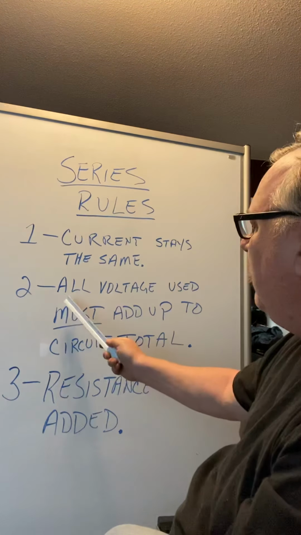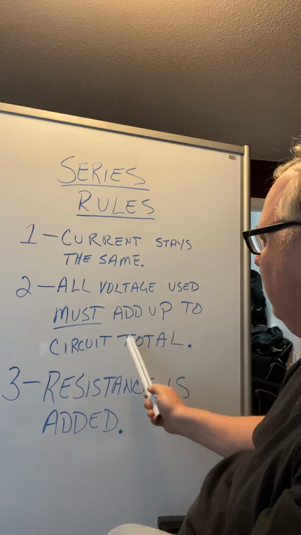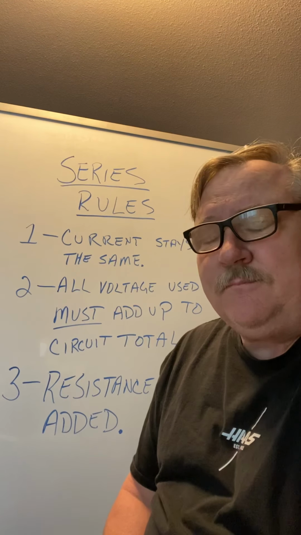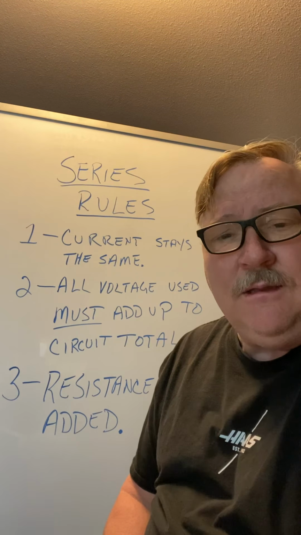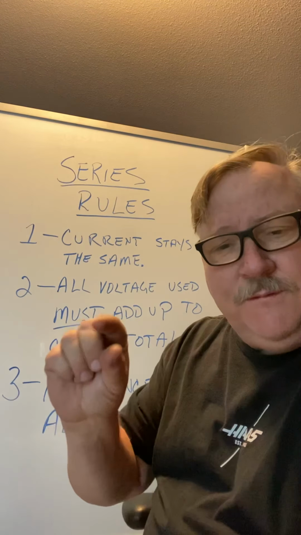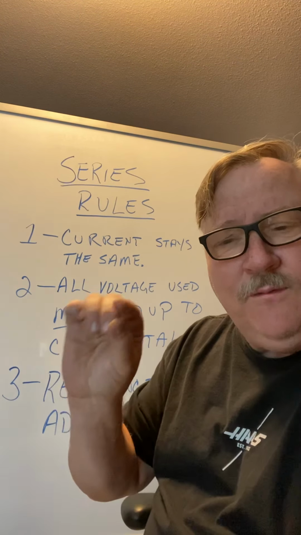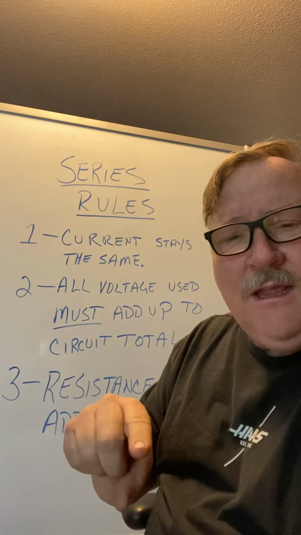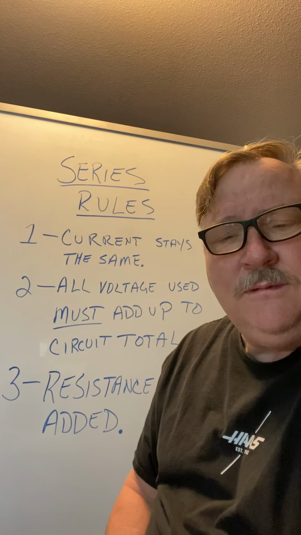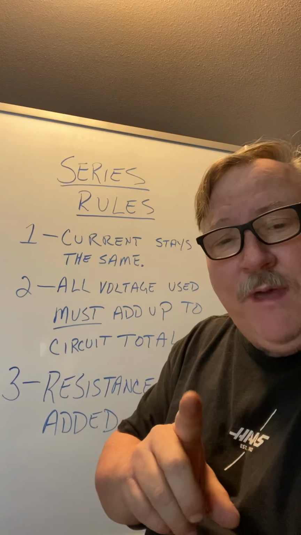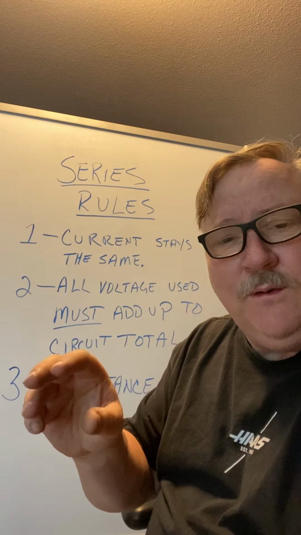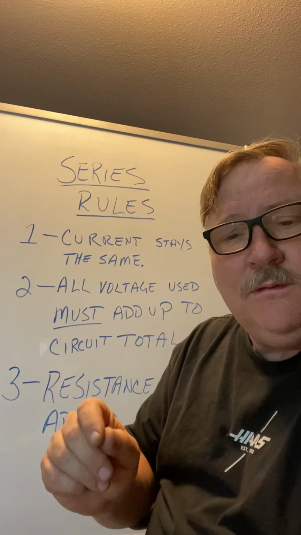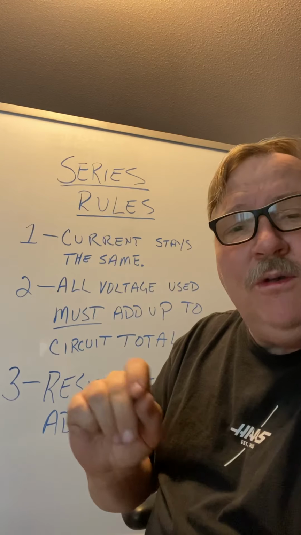The next one is all of the voltages used must add up to the circuit total. In that example, if you're dealing with a 120 volt circuit and you've got three loads on there, three light bulbs, there's something called voltage drop, and we'll get into details on that. The voltage drop across each one of those, the voltage they consume out of that circuit, has to total up to the 120 volts. If your voltage drops only come up to 100, you've got a 20 volt voltage drop somewhere that you're losing.